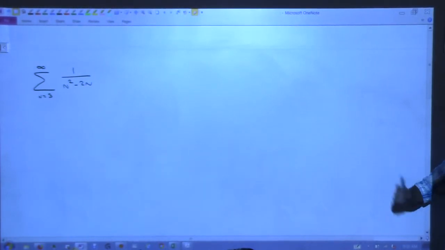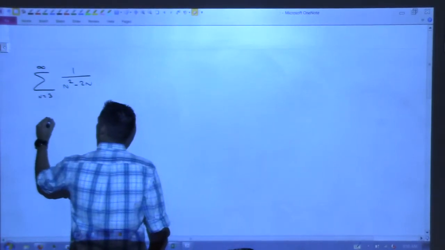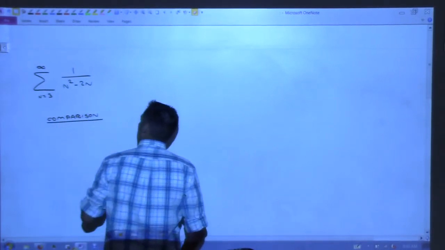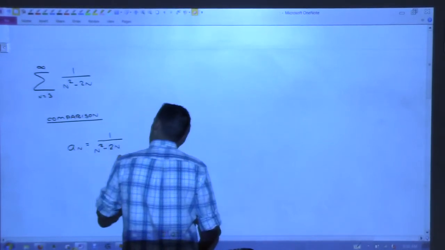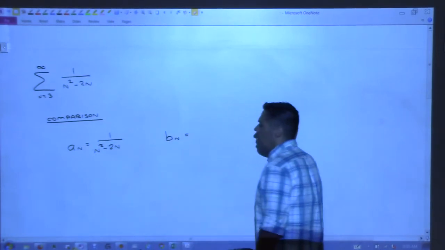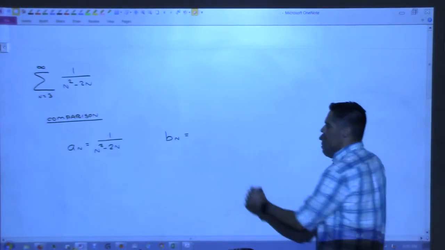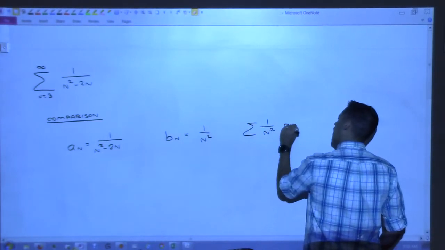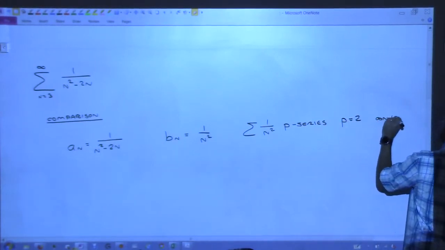It's telescopic. I'd like us to try and use a comparison test to see if we can do it. All right? Let's see if we can. So comparison. When we do the comparison test, a sub n is 1 over n squared minus 2n. And b sub n, just go with the same kind of logic that we've been using. What do you think we should use for our b sub n? 1 over n squared. Okay, that's a p series, right? P is 2, and therefore it converges, right?